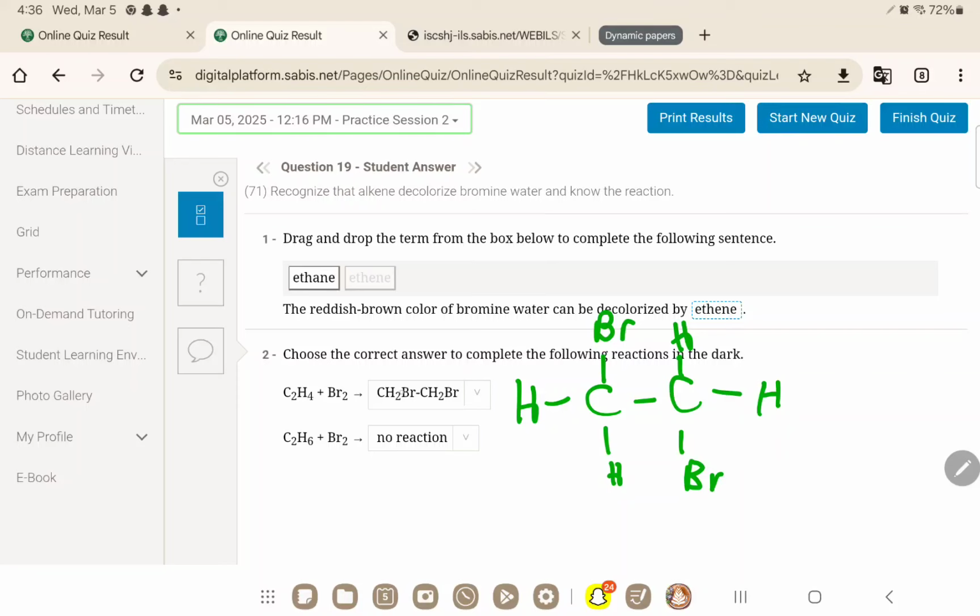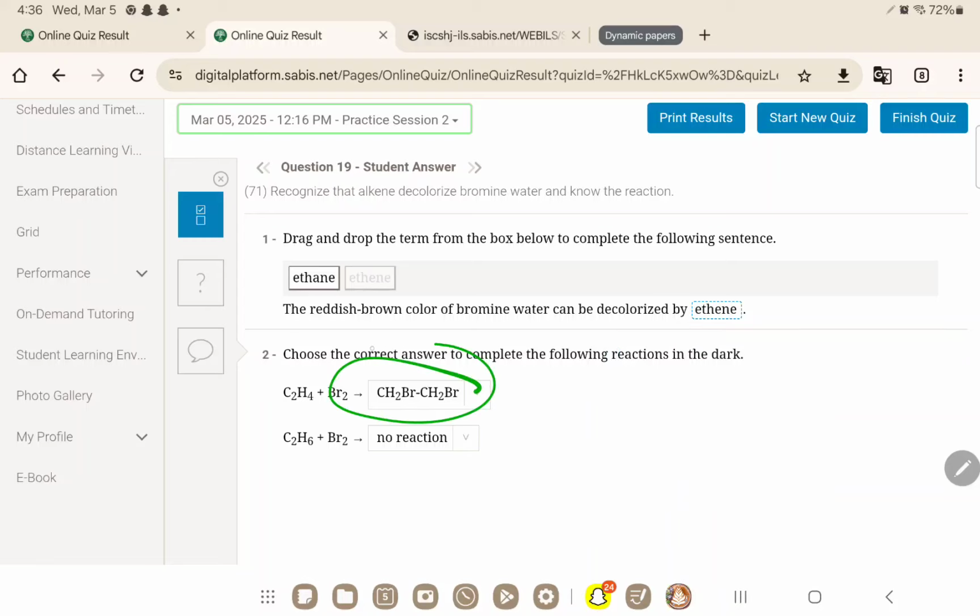They did CH2, then Br, then CH2, then Br, which means they put them on the sides. But it doesn't matter. You can have them anywhere. They're all going to be named 1,2-dibromoethane, if I'm right. Anyway, they didn't ask us to draw it. Just know you're going to have two bromines.